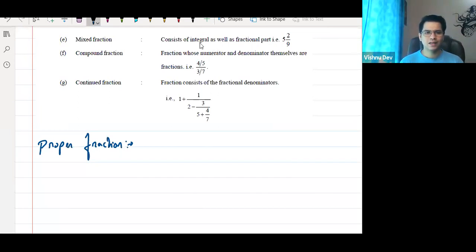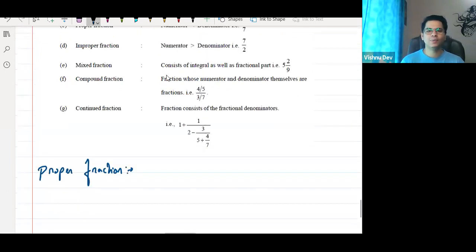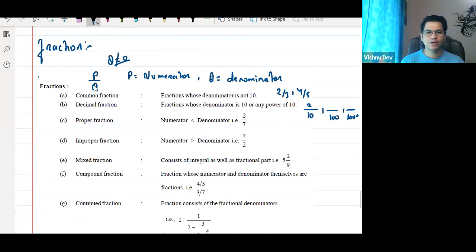Yes, if Q is not equal to zero, and P and Q should be integers, positive or negative both are possible, but P and Q should be integers and Q should not be equal to zero. That is what we have studied.